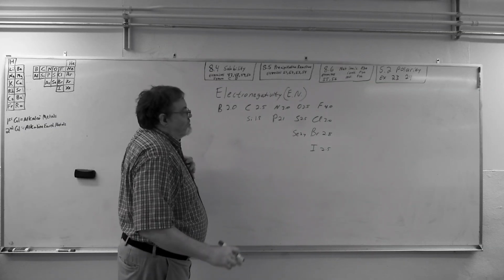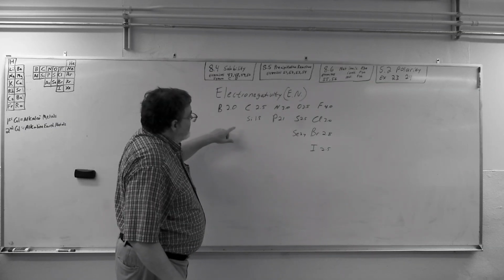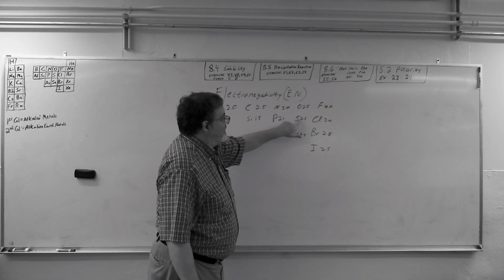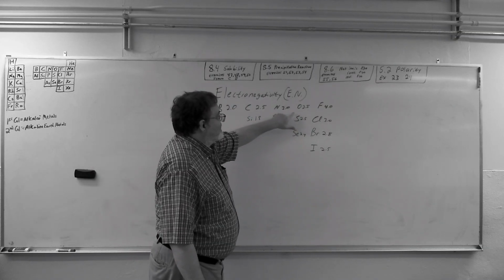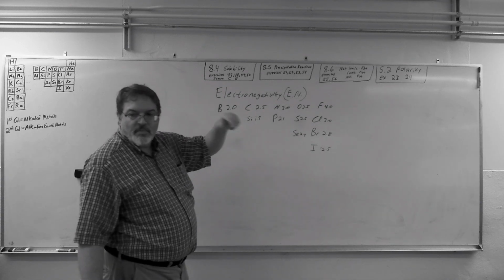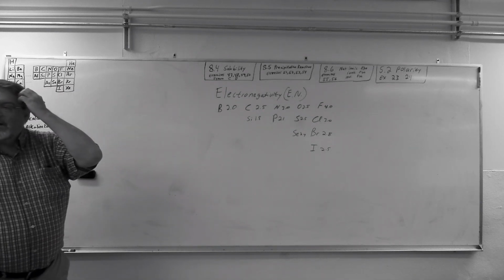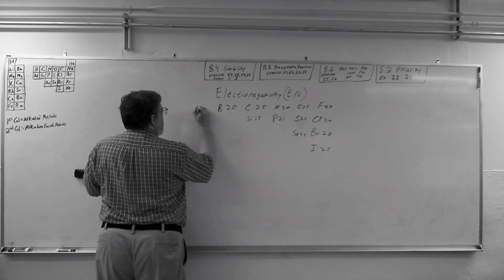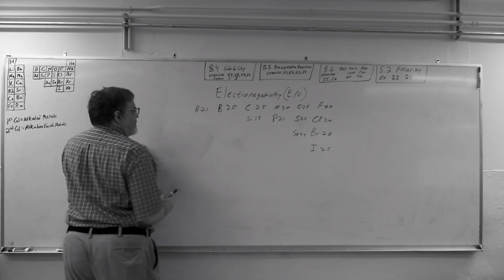Okay, so the electronegativity of carbon is 2.5. The electronegativity of sulfur is 2.5. The electronegativity of oxygen is 3.5. And that's listed on that periodic table, so you don't have to memorize these. Hydrogen is 2.1.